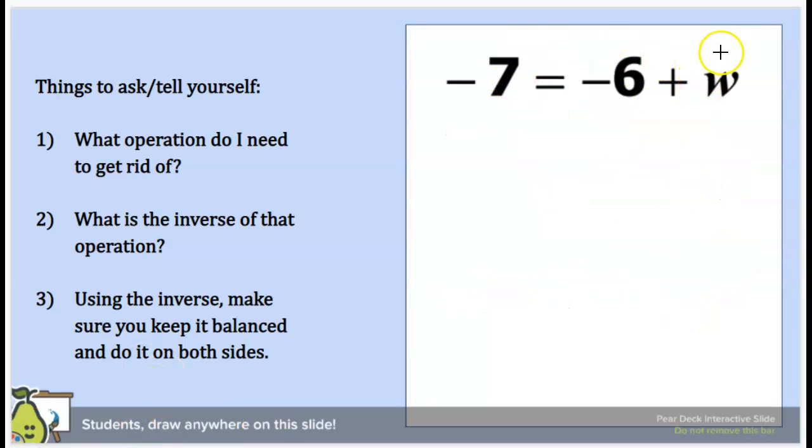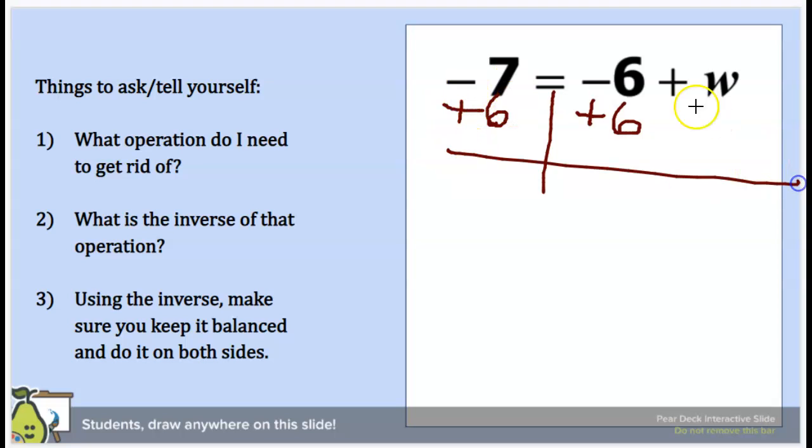Now, it doesn't matter that the variable's on the other side on this one. It really does not matter at all. We're still going to solve it the same way. I'm still trying to get w by itself, and it's attached to this -6. So the inverse of -6 is a +6. And whatever I do to one side, I have to do the other side. And when I say side, I'm talking about the equal sign. So whatever I do on one side of the equal sign, I have to do the other.